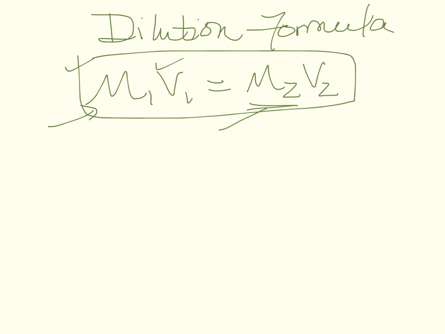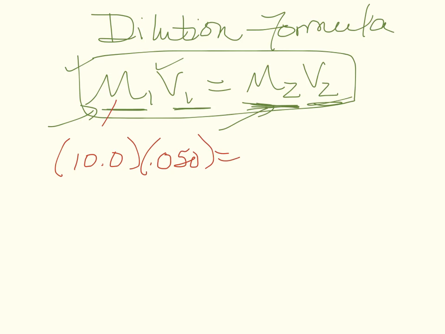Big M's, they're both the original molarity and the new molarity, the original volume and the new volume. So I just want to show you how easy it is doing it this way. So our original molarity was 10 molar. They told us that we used 50 milliliters of it. They ask us to solve for the new molarity, so we don't know what M2 is yet.